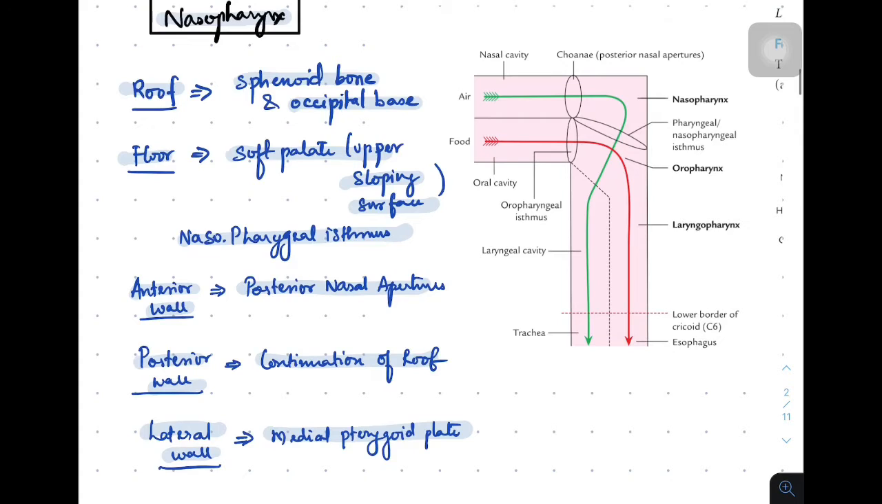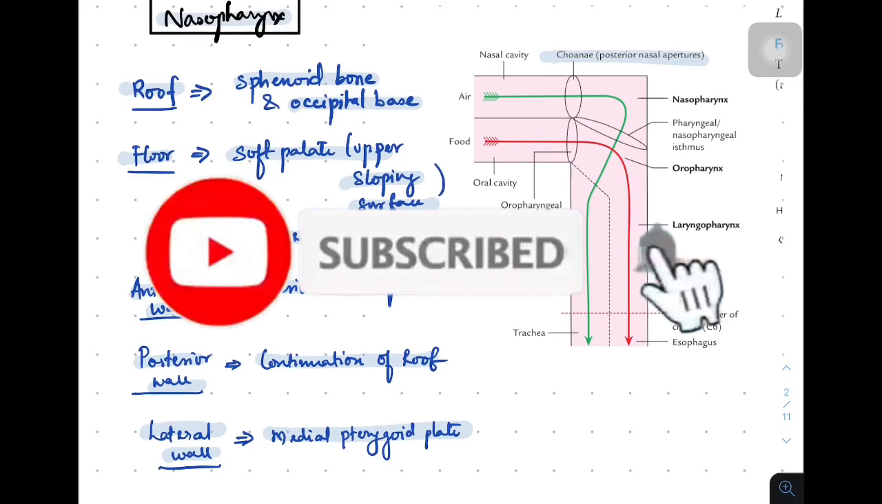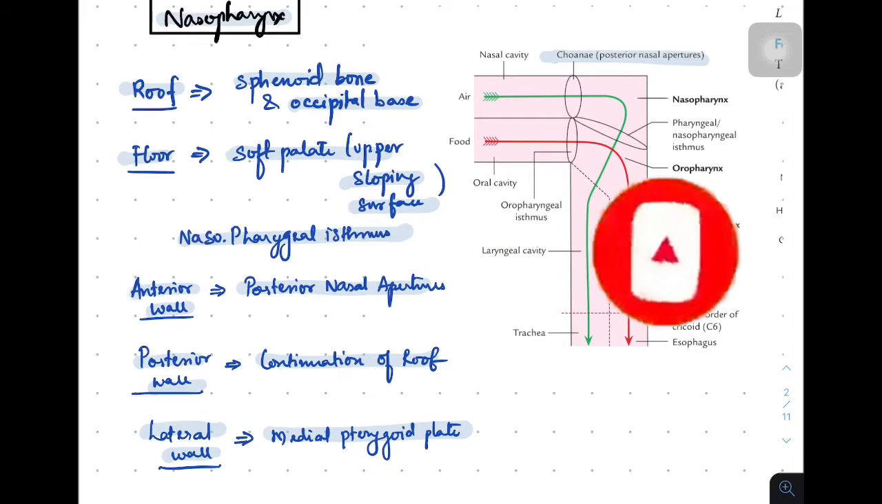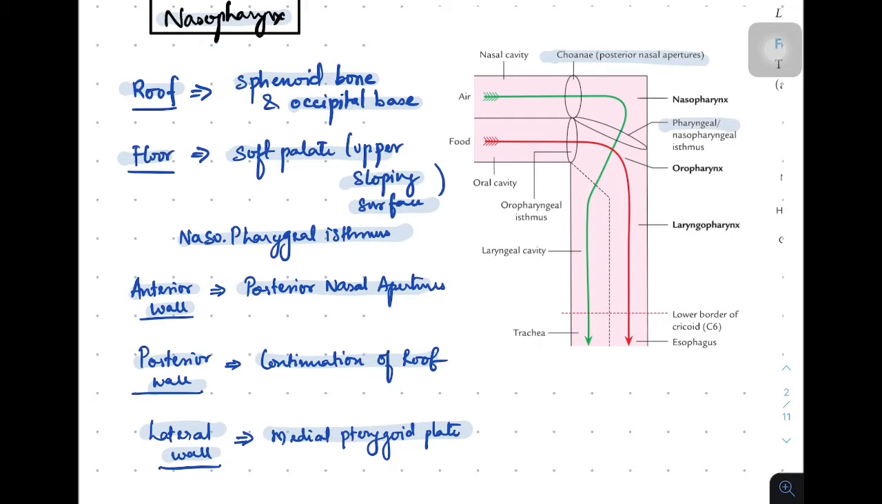As you can see in this image, the anterior wall, which is the choanae, and the nasopharynx, the base of skull, is going at the back and forming the posterior wall also. Then the floor is formed by the pharyngeal or nasopharyngeal isthmus and the sloping part of the soft palate.